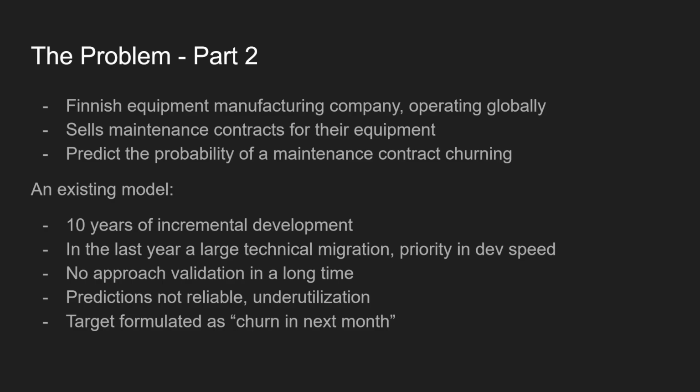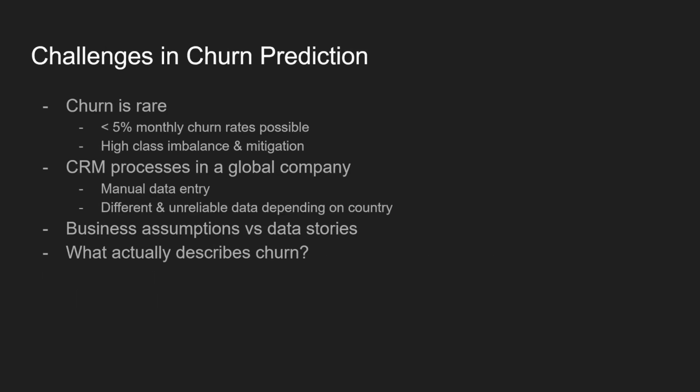And the current situation with the model is that the predictions are not reliable. They're underutilized by the end users, who are the sales teams of the company, and the prediction accuracy is basically slightly above random classification. And for the existing model, the target is formulated as churn in the next month. We'll come back to that a little later.